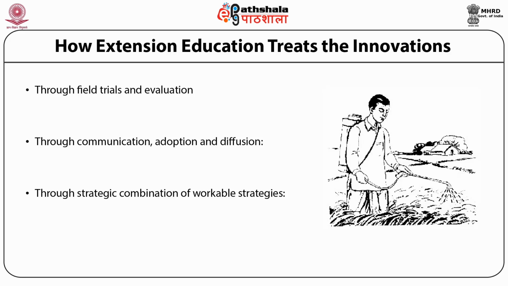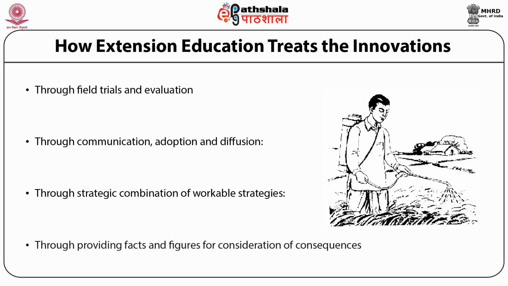The fourth element under this is through providing facts and figures for consideration of consequences. It is a form of feedback to the extension system as well as the research system. Feedback plays a pivotal role in treatment of innovations. On the other hand, we can say that without feedback, we cannot treat the innovation in the desired manner. Learning from past experiences and providing appropriate and timely feedback to the extension agencies facilitate the process of treatment of innovations.